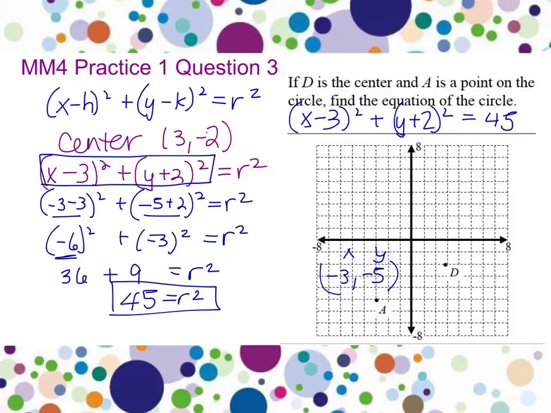A common mistake on this mile marker question is people do all the correct work and they just tell me at the end that r squared equals 45. And while that's correct, I want the entire equation of the circle for the answer.